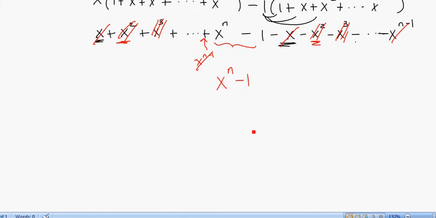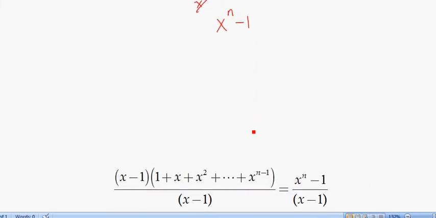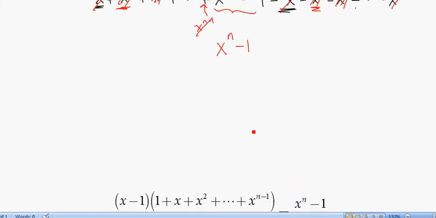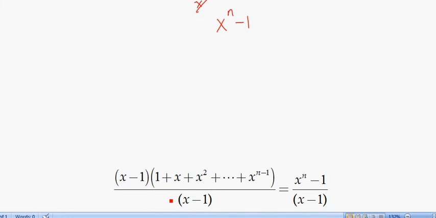So if we summarize what we just did here, I didn't want to show you that whole part of the screen yet. This is what we have. We have what we just multiplied: x minus 1 times this whole polynomial gives us x to the n minus 1. So now if we divide both sides of the equation by x minus 1, we can cancel those factors.